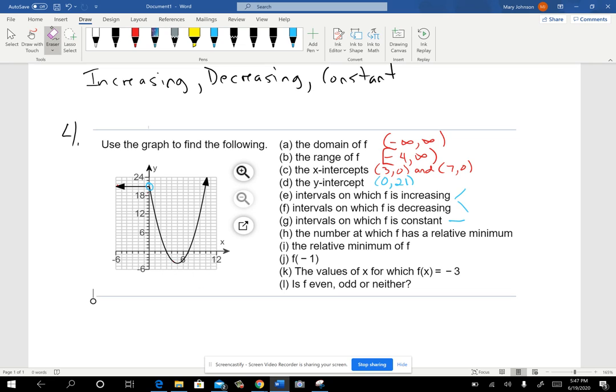So let's take a look. All right, so let's do the increasing. We'll do that in red.